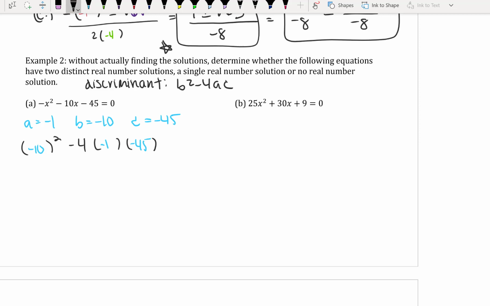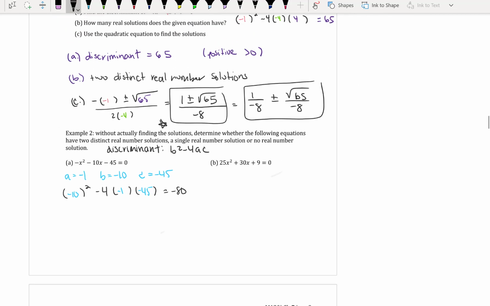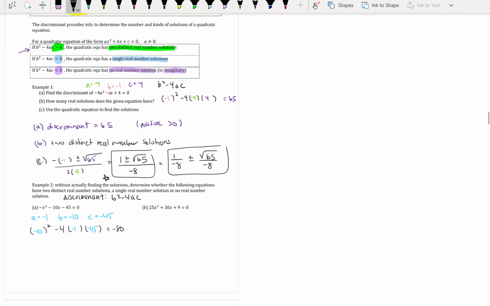I end up with negative 80. Since it's negative, remember, we're looking at less than 0. So if this is less than 0, this is your negative case. It looks like it has no real number solution. We know that because the answer was a negative number, which is less than 0.